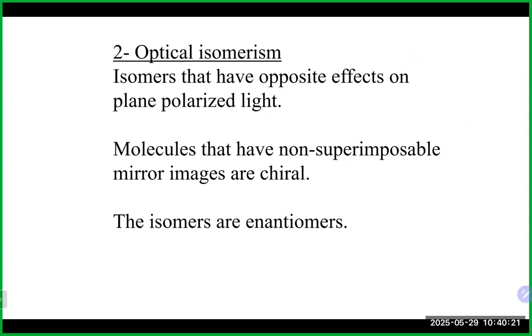Now, optical isomers have the opposite effect on plane polarized light, and they are sometimes referred to as being chiral. A chiral molecule means that if you take that molecule and stick it up to a mirror, and you take out the mirror image, it will not be able to superimpose. So something will always be off.